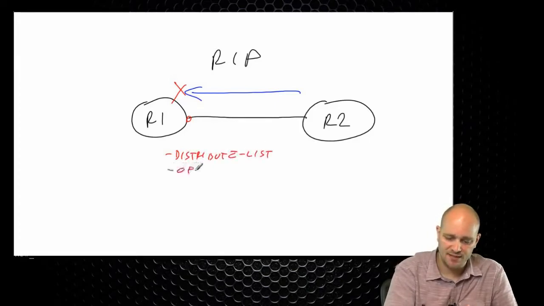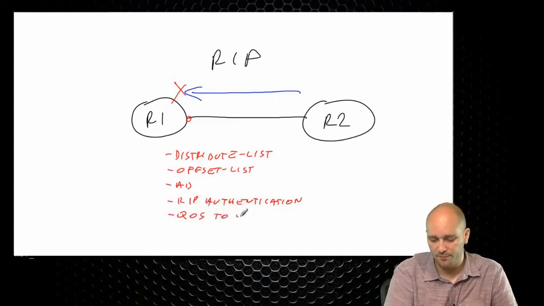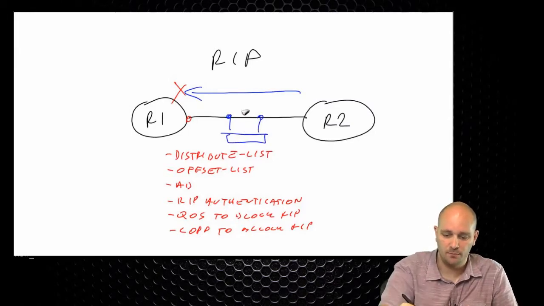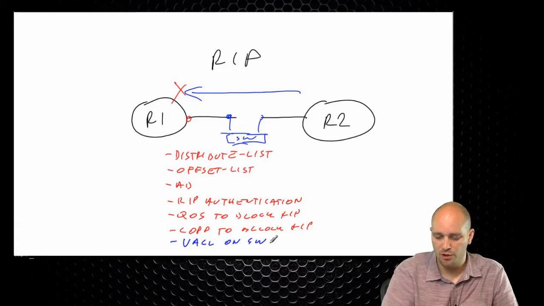You may need to use the offset list. You may need to use the admin distance tweaks. You may need to use RIP authentication. You can even use QoS to block update. You can use control plane policing. If you have access to, for example, a switch that is sitting here in between the two, you may want to use VLAN access lists on the switch, etc.